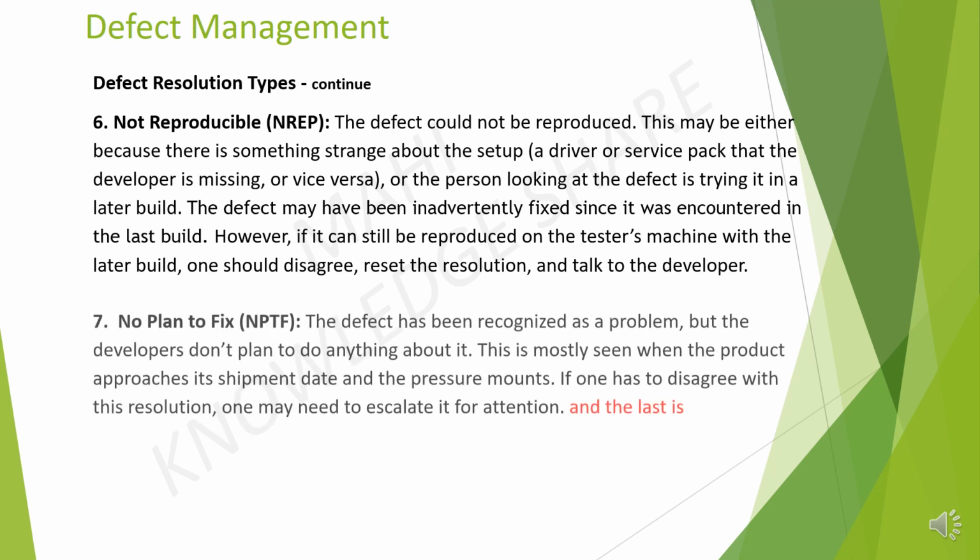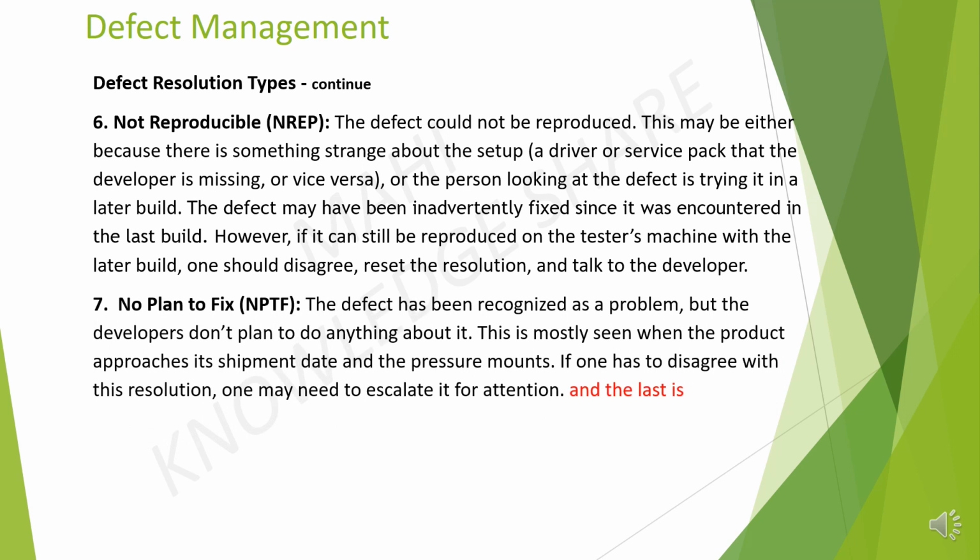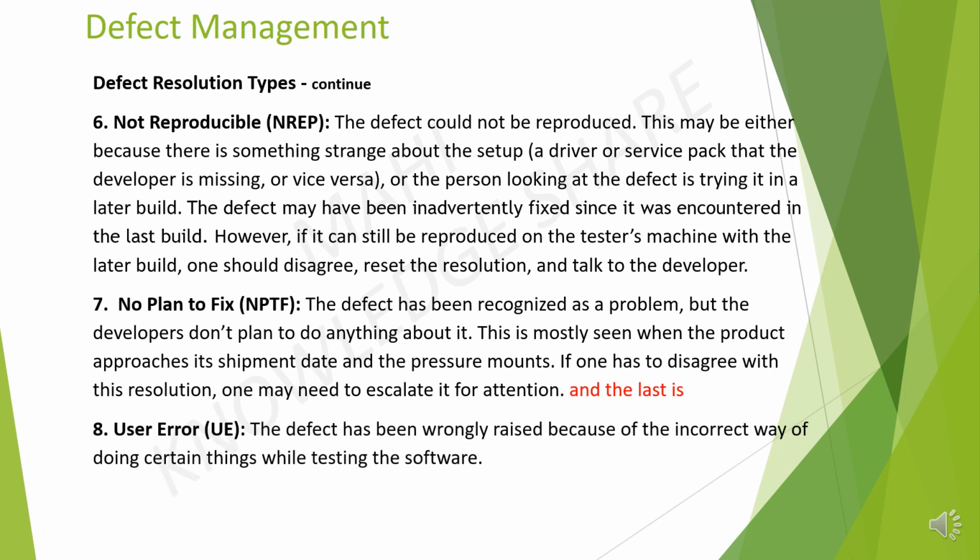7. No plan to fix. The defect has been recognized as a problem, but the developers don't plan to do anything about it. This is mostly seen when the product approaches its shipment date and the pressure mounts. If one has to disagree with this solution, one may need to escalate it for attention. And the last one is user error. The defect has been wrongly raised because of the incorrect way of doing certain things while testing the software.